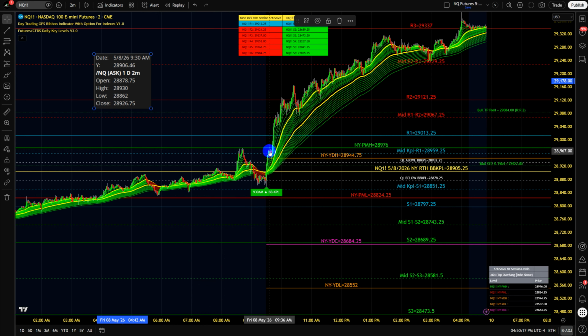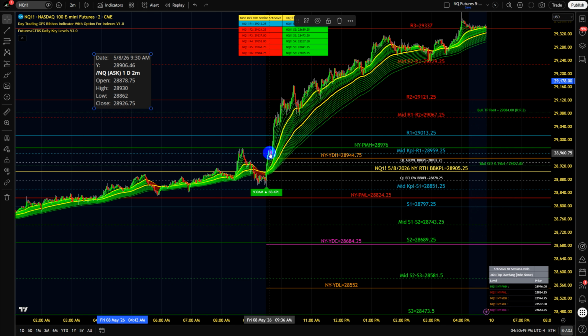Okay, so here on the 9:32 a.m. candle, we close above YDH, but here on the 9:36 a.m. candle, we have a hit of the PMH level, 28,976. That is a profit at $20 per point on regular E-mini contracts of $985.